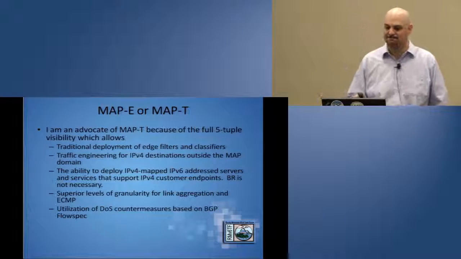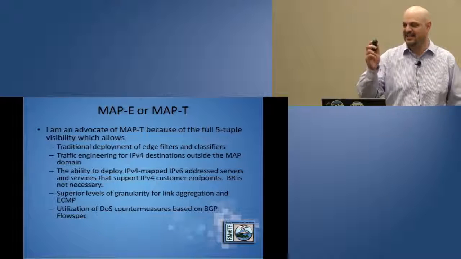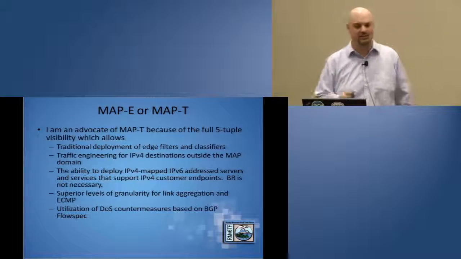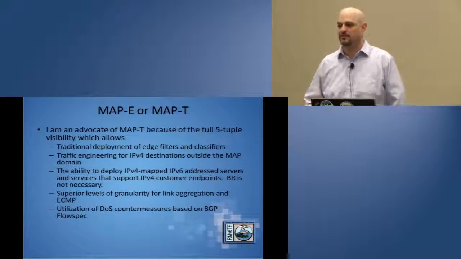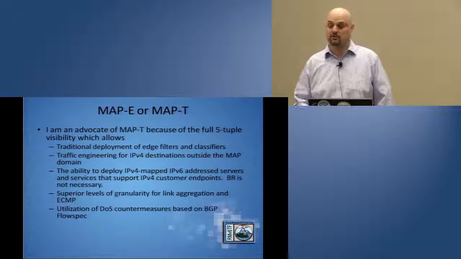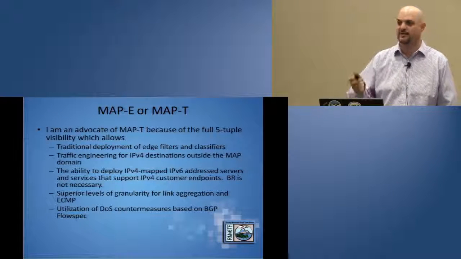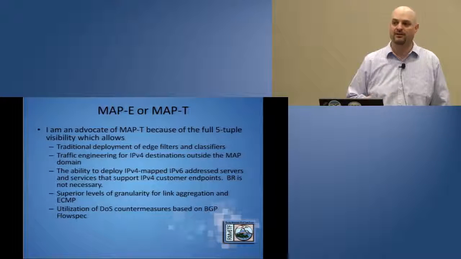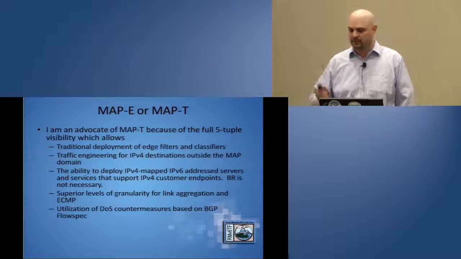MAP-E or MAP-T? I like MAP-T. And actually, Dan served it up for me today, I've got to tell you. One of the questions was about visibility and troubleshooting. The thing I like about MAP-T is that you have full 5-tuple visibility. So if you want to set your edge filters, you can set them at the edge, you can set them deeper in, you can have your DPI platform look at things. They don't have to understand that the real meat is behind a layer of encapsulation. So you can do your QoS, you can do your edge filters.